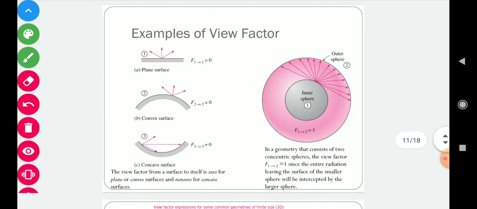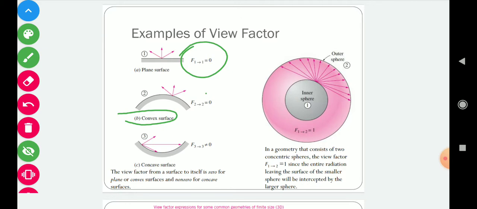These are some examples of view factors. For example, if we have a plane surface, whatever energy is emitted by that surface will not strike that surface. So F11 will be equal to 0. F11 means energy which is emitted from surface 1 and strikes surface 1, so no energy strikes surface 1. In that case, this view factor or shape factor will be equal to 0. Similarly, if we have a convex surface, in that case also no energy strikes back to that surface.